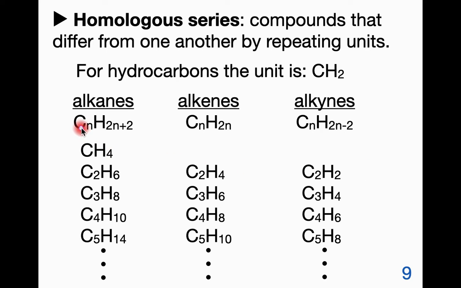So remember, this is the general formula. So if we start with the smallest molecule possible and move to the next one, well, we simply add one carbon and two hydrogens. And that's the same case whether it's an alkane, an alkene, or an alkyne. Add one carbon and two hydrogens, and we have the next in the series. It's referred to as a homologous series.